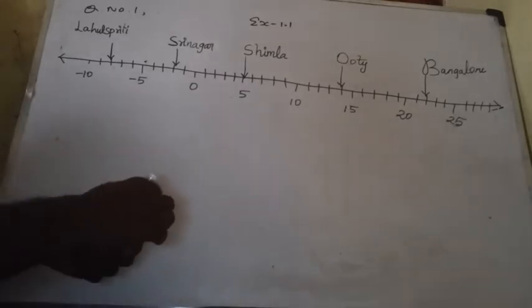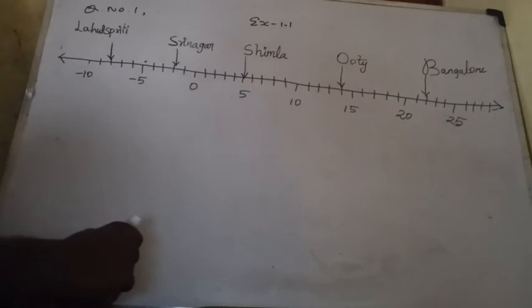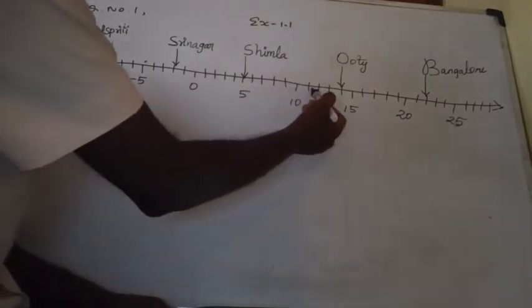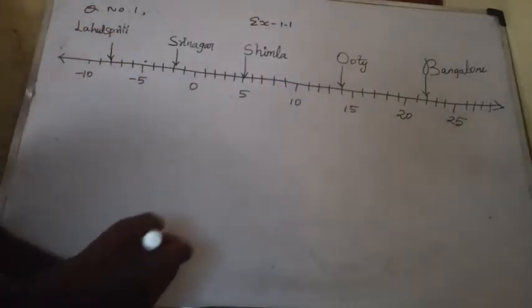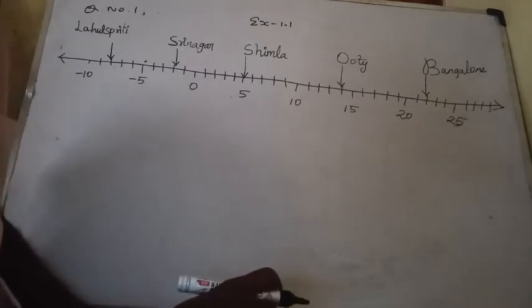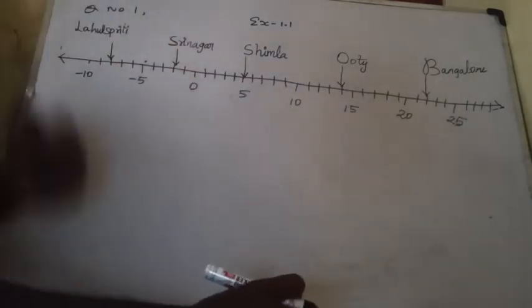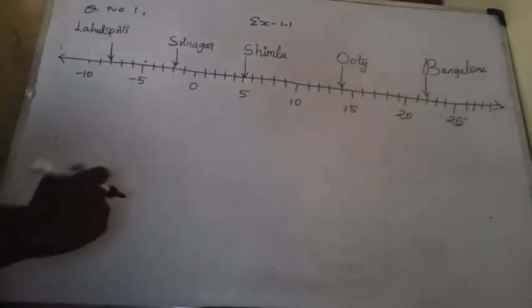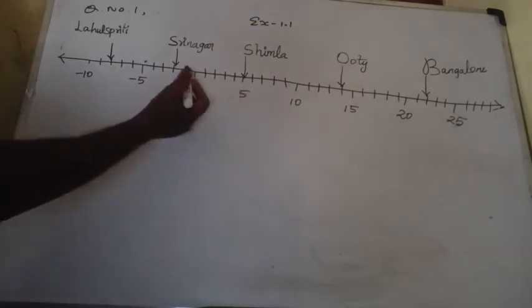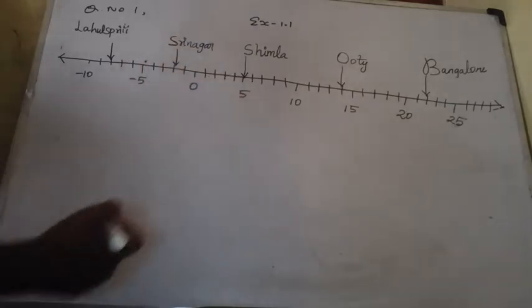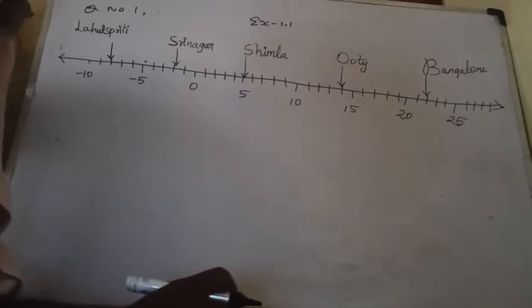At 5 degrees Celsius it's given that Shimla, and then here it is 10, 11, 12, 13, 14. Ooty 14, am I right? And then 15, 16, 17, 18, 19, 20, 21, 22, Bengaluru. That is positive. Am I right here? And the negative, then Shimla and then Lahaul Spiti. Am I right? Now look at the first question.